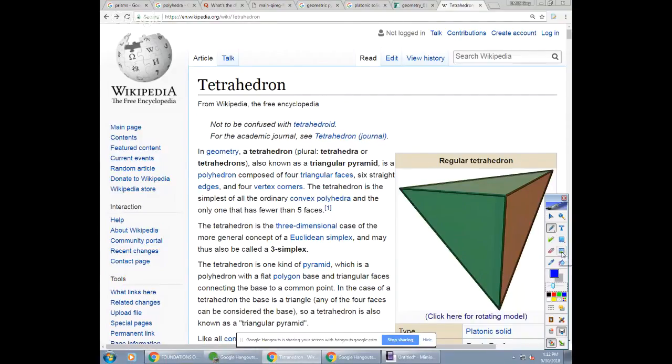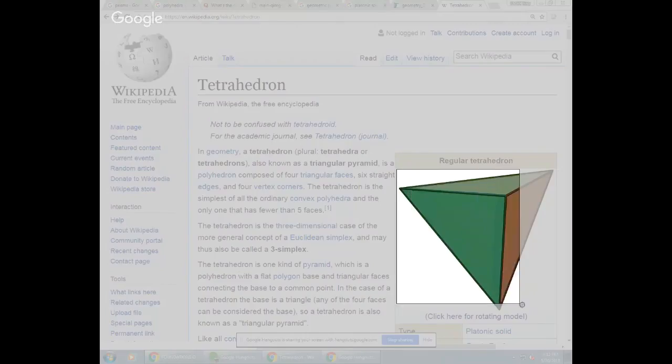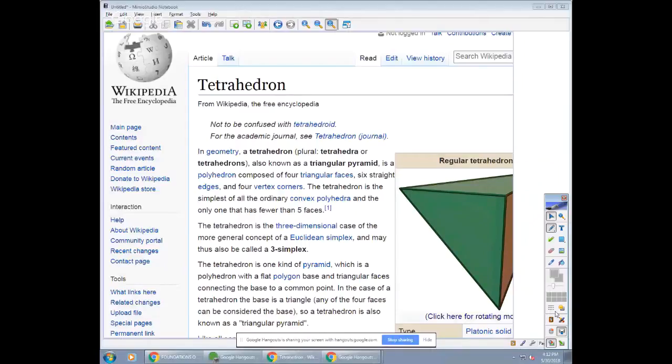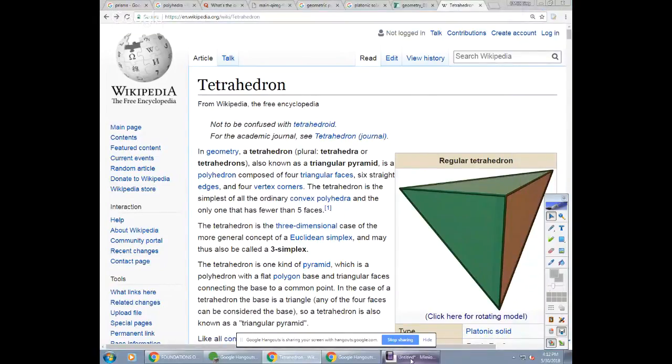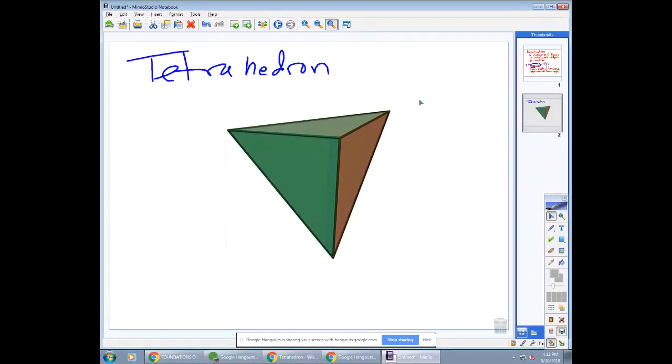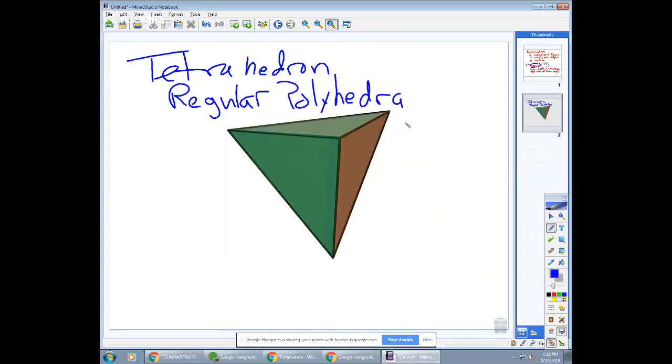Wouldn't you agree that this seems to fit the idea of regular for a polyhedra? All right, so screenshot this here. Yeah, so this is another regular polyhedron. Proving that all the angles are the same, that's another matter. We're not going to get into that.